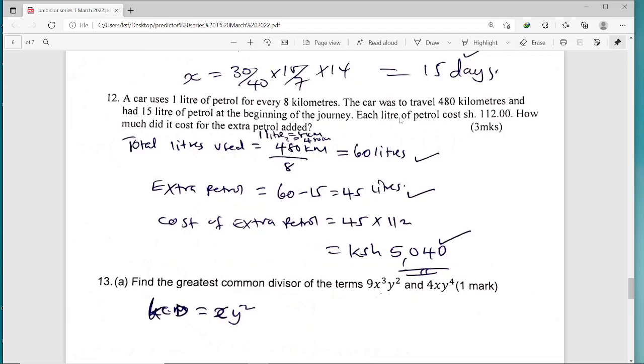So the question is that each liter is costing 112 shillings. How much did it cost for the extra petrol added? The extra petrol was to cost 45, that is the number of liters that was extra, times 112, which is 5,040 shillings. So that is how simple that question was.